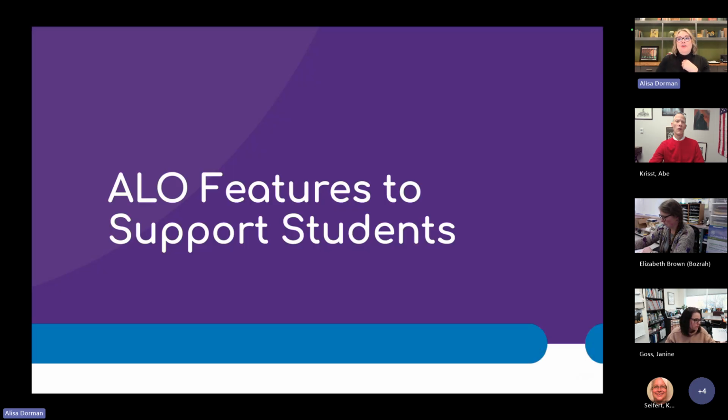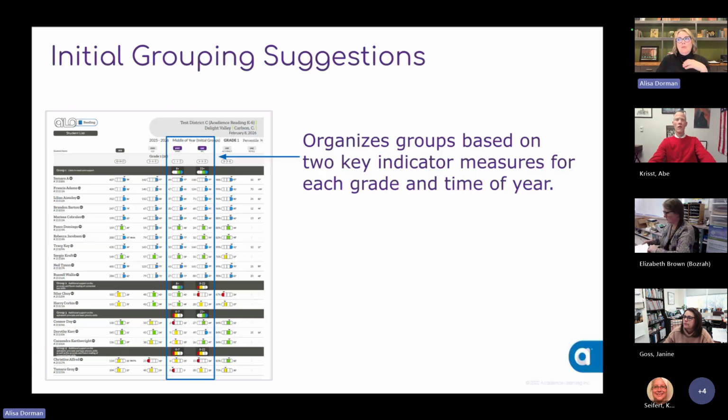Next, we wanted to talk about a few other features that were inside of ALO that might be relevant for student and classroom consideration. So we wanted to make sure that you understood something called initial grouping suggestions. Acadience has for a really long time had grouping worksheets that we trained people to use in a paper pencil format. That really suggests to educators that when you have a lot of data and it's hard to make sense of it all, how do you focus in on the 2 most important indicators of the student's need right now?